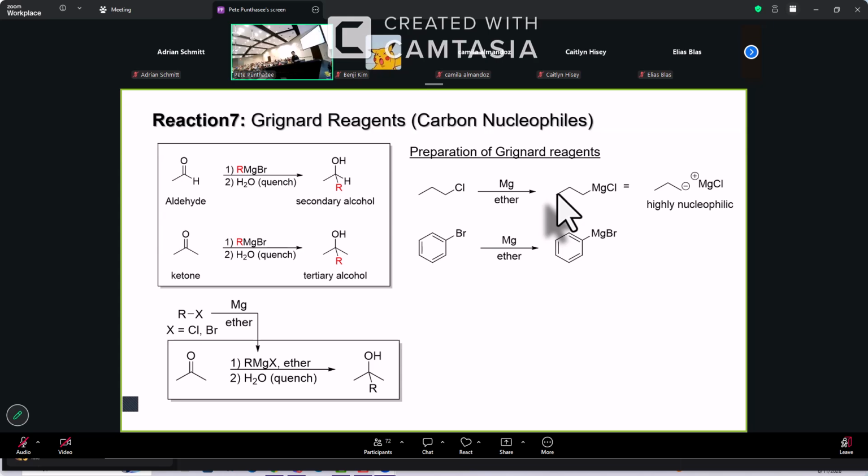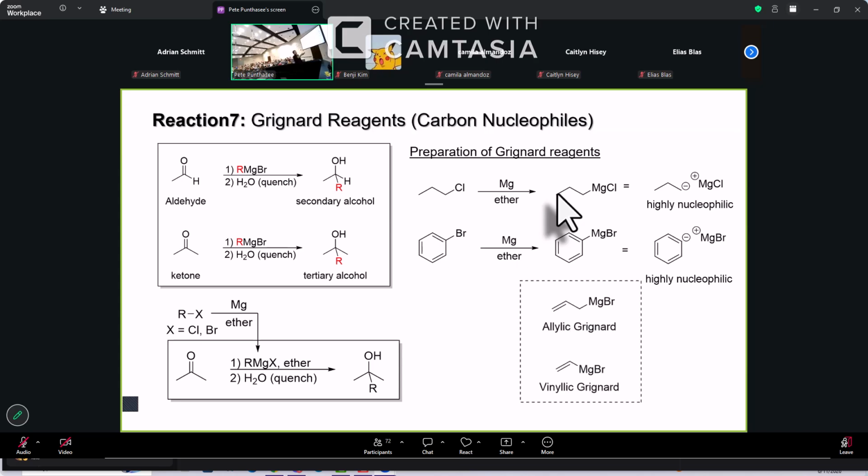Even benzene works as well. We're not doing anything with aromaticity. It stays aromatic and doesn't change anything. Magnesium inserts itself. That carbon right there is highly nucleophilic. You can even do this with the allylic Grignard and vinylic Grignard. They can do a lot of things.